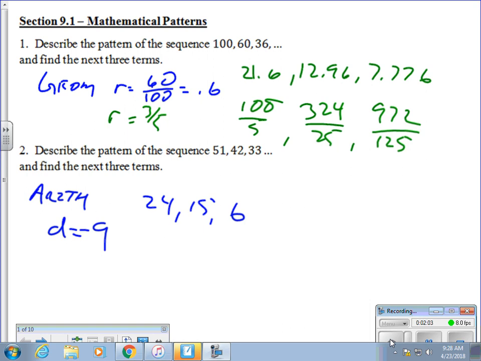If it changes sign every other term, that's a dead giveaway. It's not arithmetic, it's geometric. If it changes sign in the middle of the sequence, then it's going to be geometric.